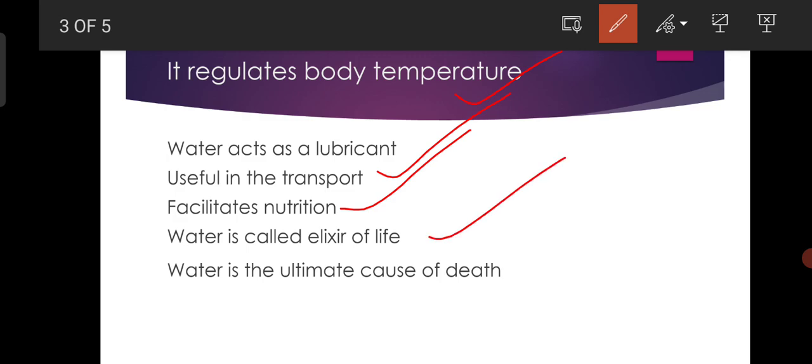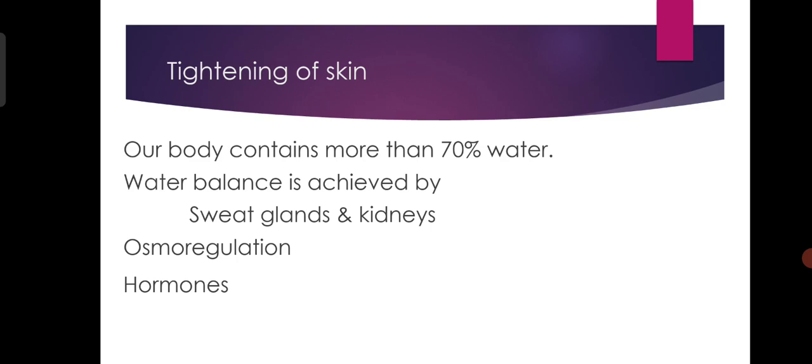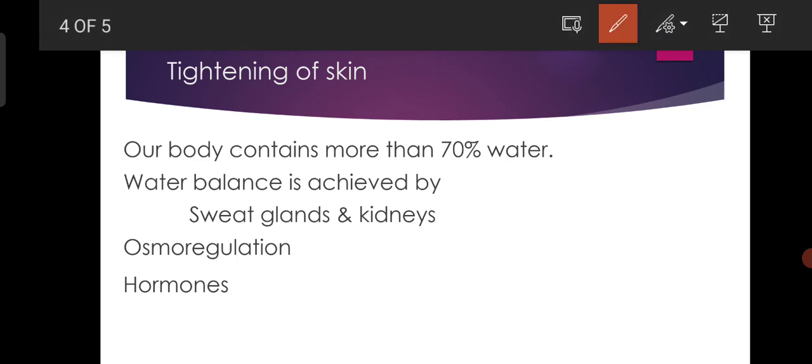Water is called the elixir of life. Water is the ultimate cause of death. And water is the agent that keeps the skin tight. Because of this, dehydration results in the process of aging. Dehydration results in wrinkles on the skin.